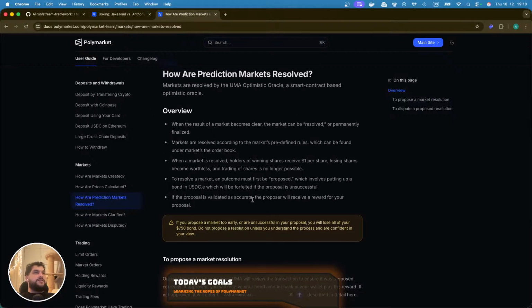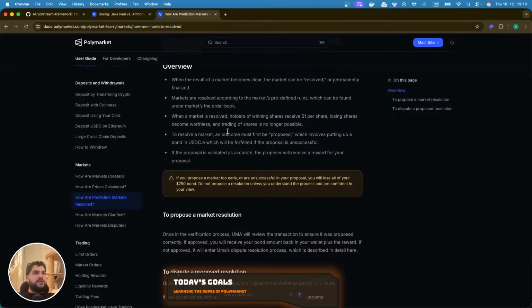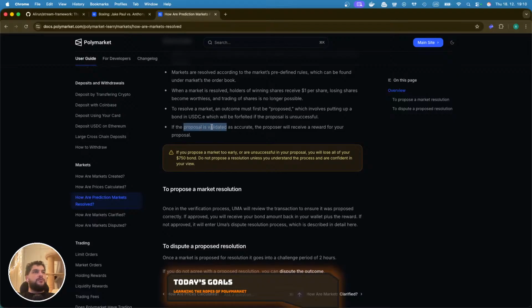Okay, so let's see. When the result of a market becomes clear, the market can be resolved or permanently finalized. Markets are resolved according to the market's predefined rules, which can be found under the market's order book. When the market is resolved, first winning shares receive $1 per share. This is no. So a market outcome must be proposed, which involves putting up a bond. Know that already. The proposal is validated as accurate. Yeah. If you propose a market too early, you are unsuccessful in your proposal, you will lose all of your 750 bond. So it's not part, as UMA says, it's actually all.